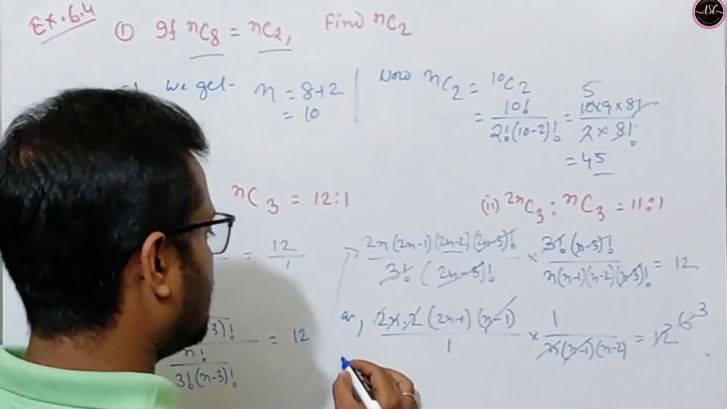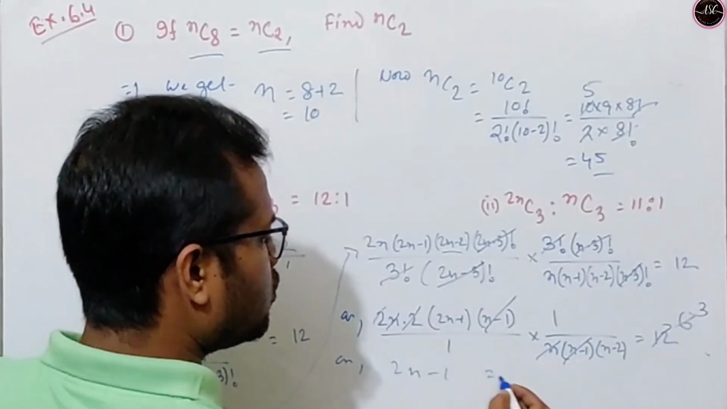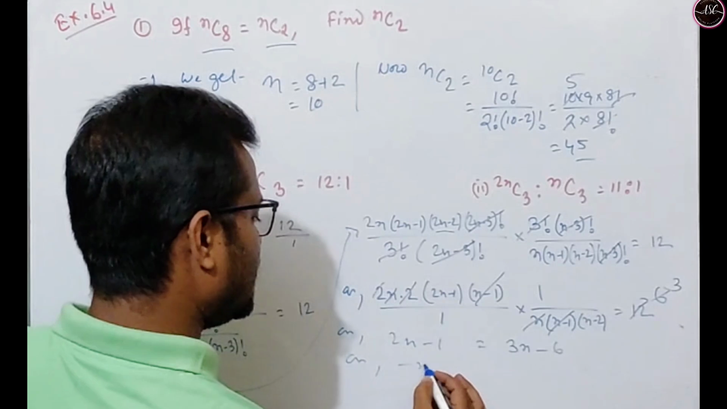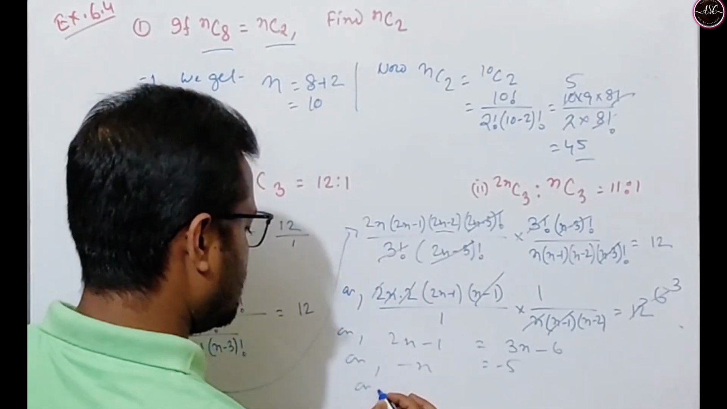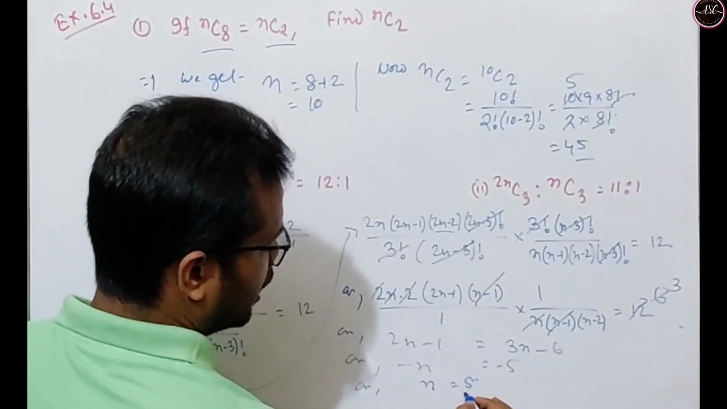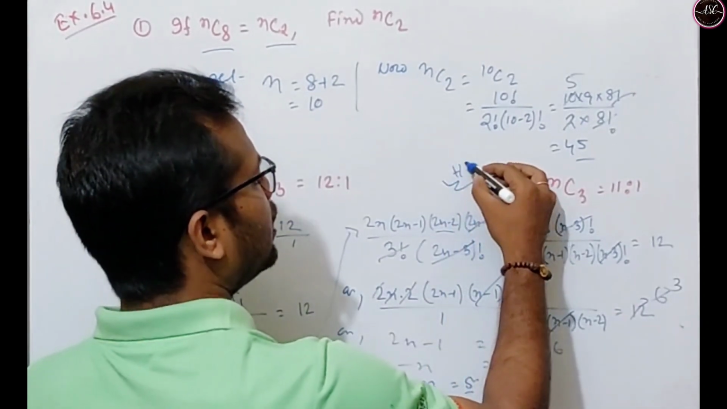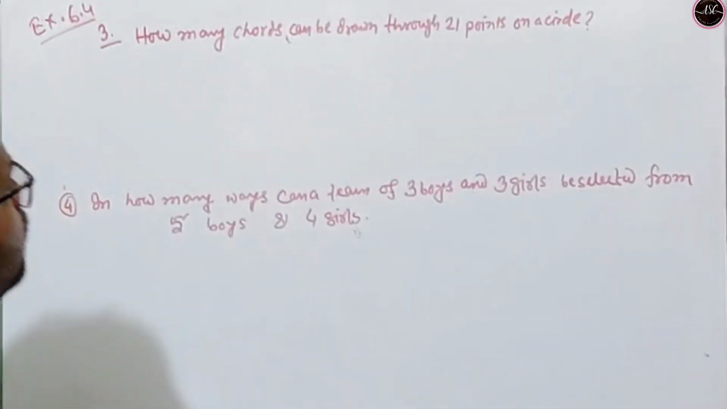Okay, so there will be 2n minus 1 equal to 3n minus 6, or minus n equal to minus 5, or n equal to 5. Okay, this will be the answer, and this is your homework. Okay, this is a similar type to this. So now look at this question.